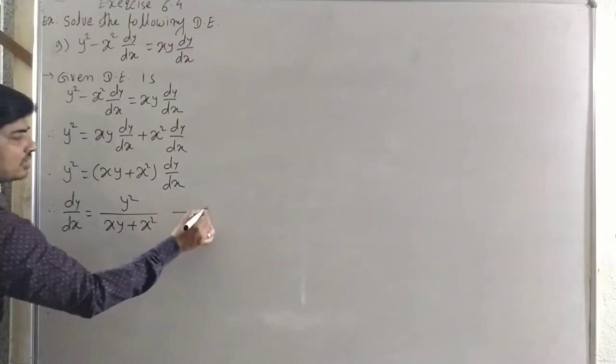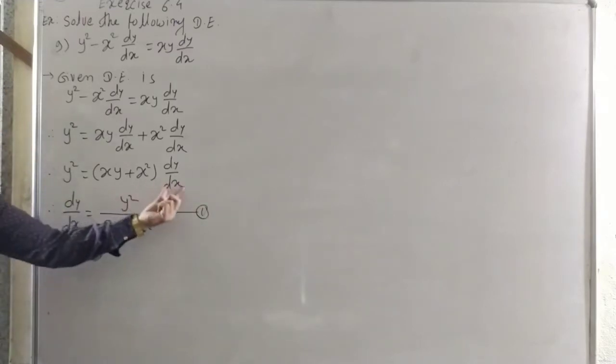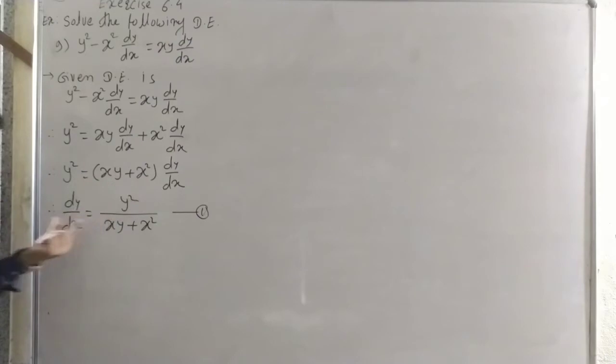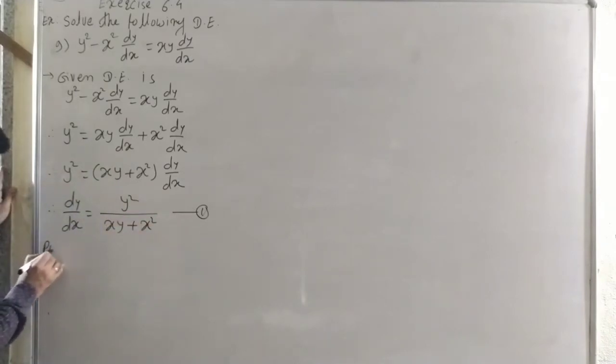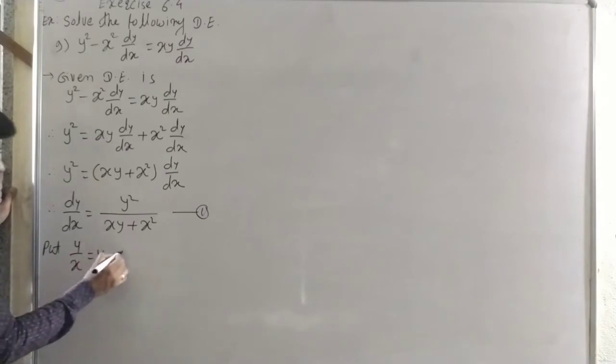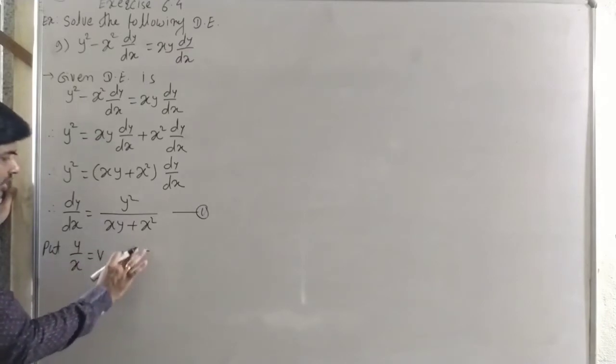Here it is equation number 1. See carefully this. dy by dx is equal to y square upon xy plus x square. It is a homogeneous differential equation. So here we put y by x is equal to phi. Therefore y is equal to x into phi.